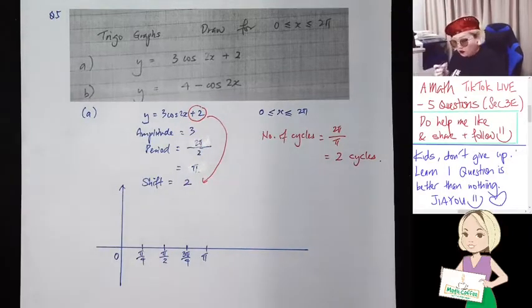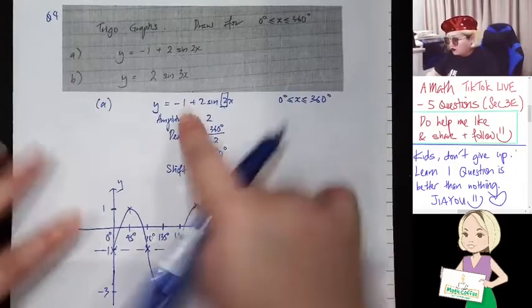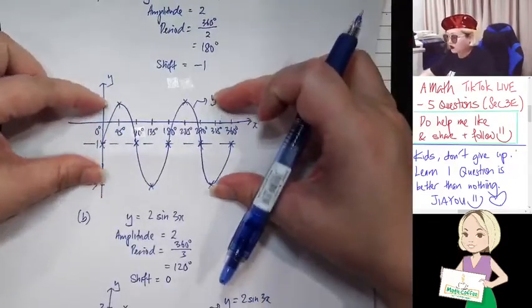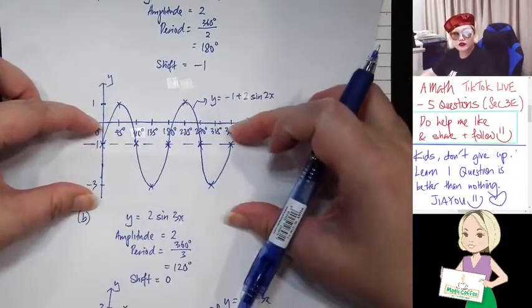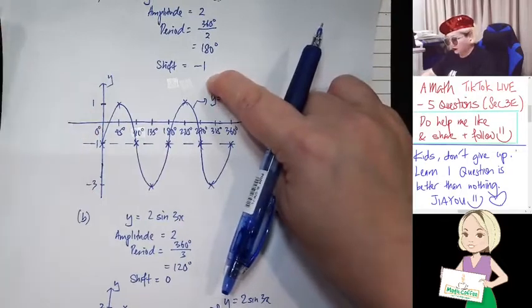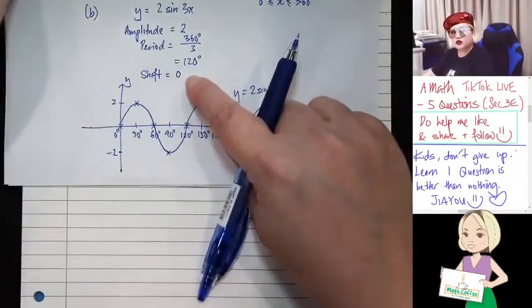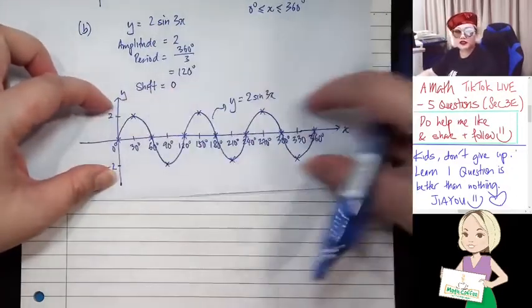Just now what we had was shift is -1. The graph was shifted down by 1. You can see that it was a normal sine graph. The original is with x-axis is shifted down by 1. Shift by -1. This one, shift 0, means there's no shift at all. You can see that the graph sits nicely at the x-axis.